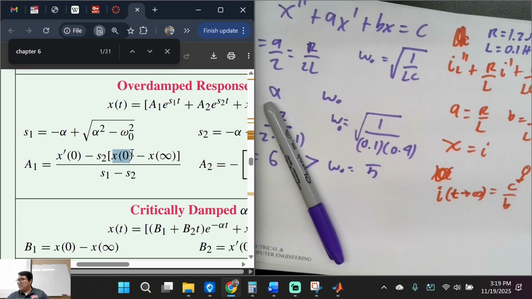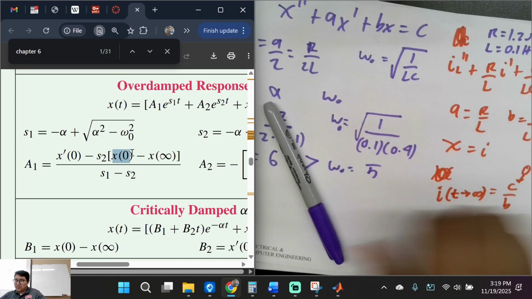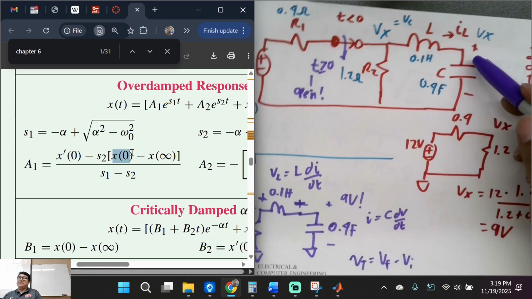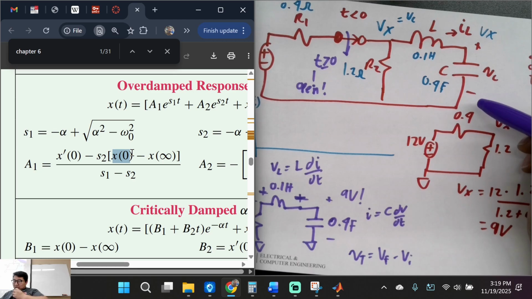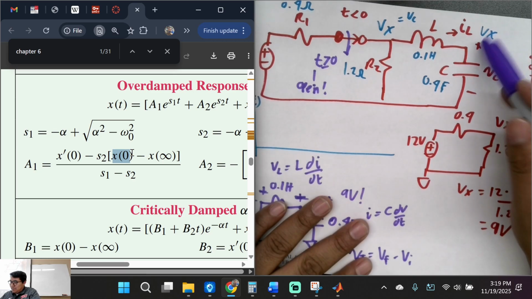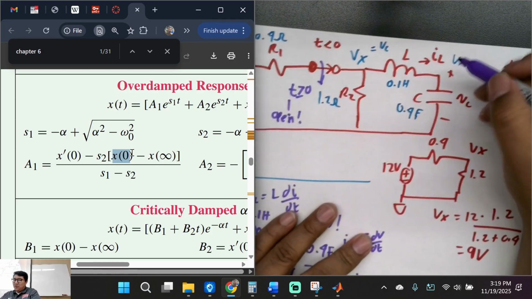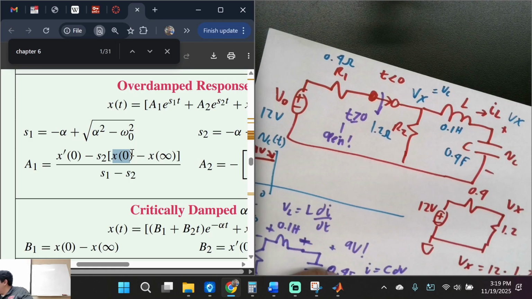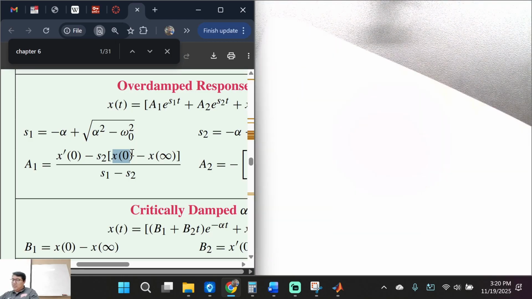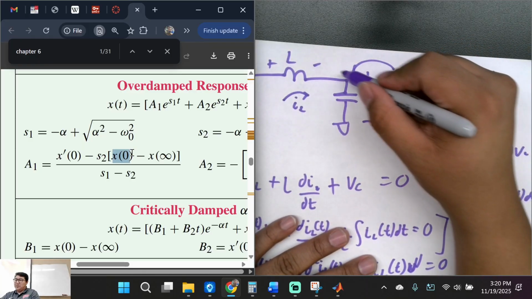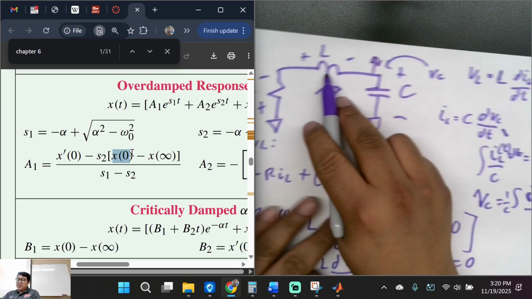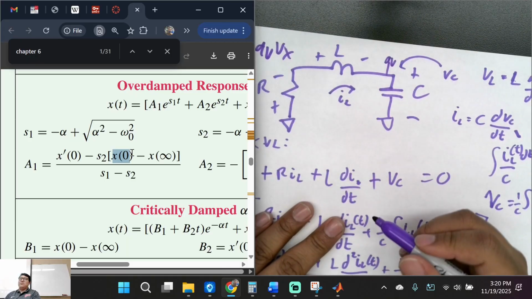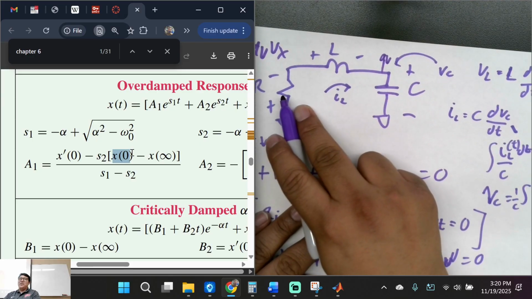If I were to solve this, we knew the initial current right here was 0. Let me go back to page 3. We had the 9 volts in here. But we just said that this Vx was equal to Vc, so there's 9 volts here. What's the instantaneous current? 9 volts divided by R.